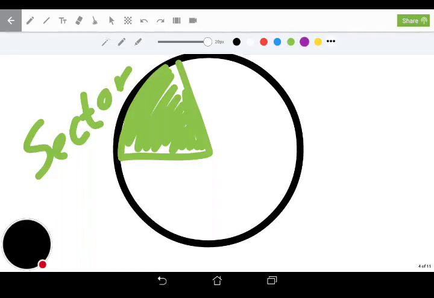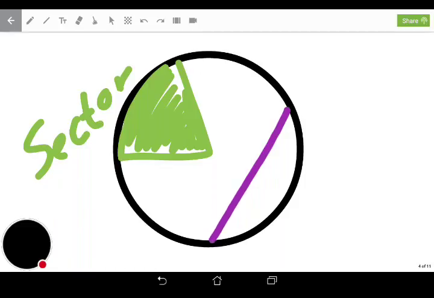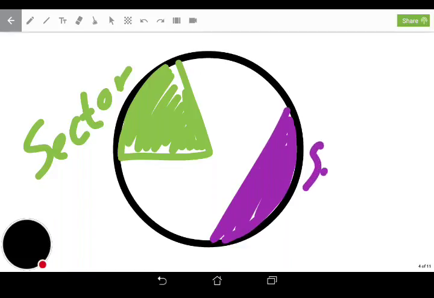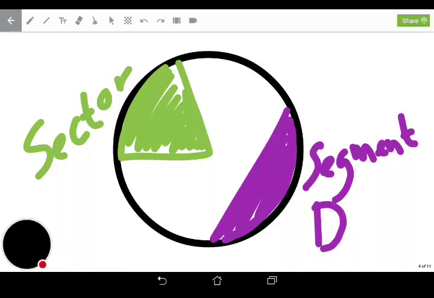So you have a sector, and this one, if it's just a bit of the circle that's been cut off, it's called a segment. It looks a little bit like a piece of orange.